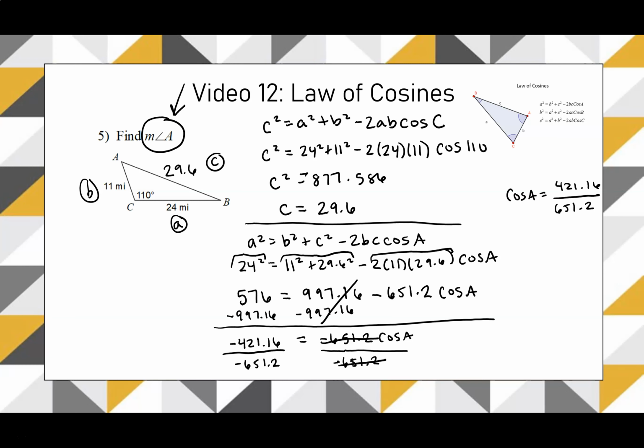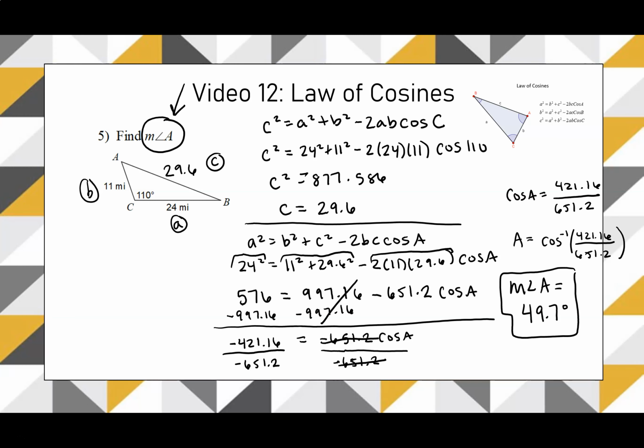651.2. Now I need to take the inverse of both sides. If I do that to the left side, I just get angle A is equal to cosine inverse of my 421.16 divided by 651.2. All right, doing that in my calculator, I get the measure of my angle A is equal to roughly 49.7, and I do want you to pause and make sure you get the same thing. And we should make sure that that makes sense, right? If I'm looking for angle A, that's an acute angle. Yes, that does make sense.